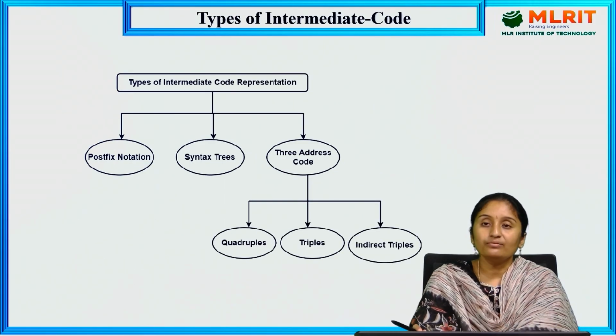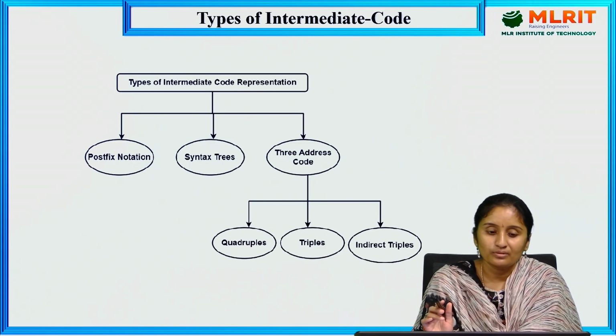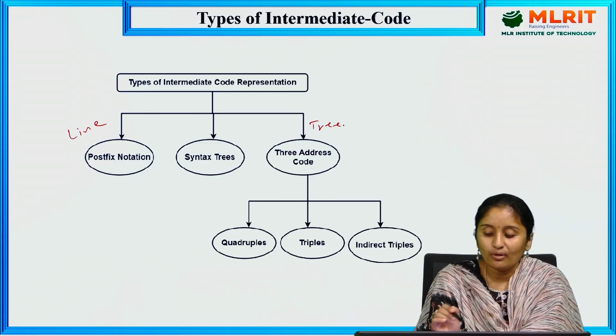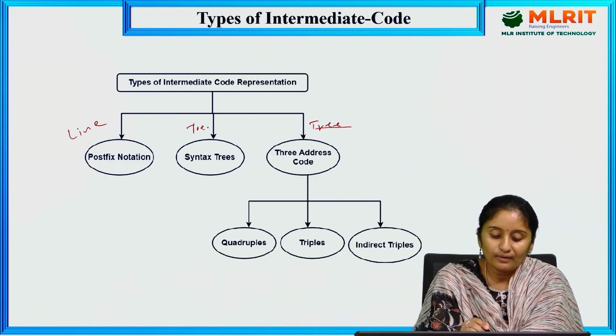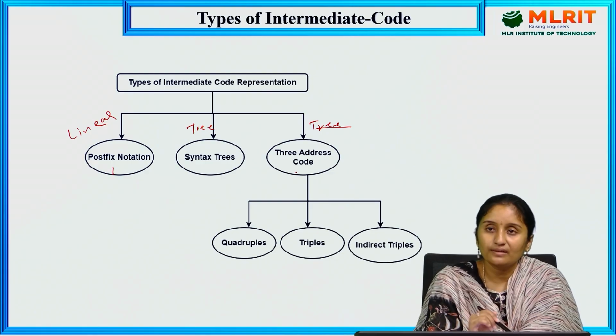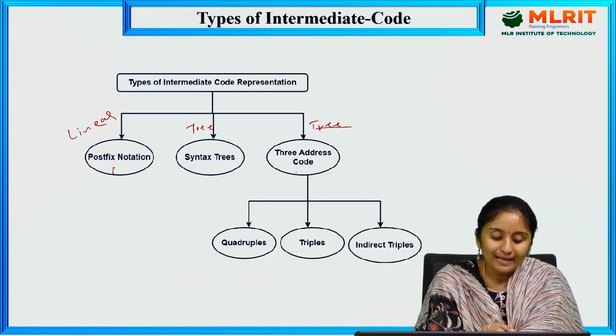The next one is, what are the types of intermediate codes? Actually, there are 2 types of intermediate codes: the linear form and the tree form. Under linear form, we can have postfix notation and the 3 address code. Coming to the tree form, we have syntax tree and we also have the DAG.